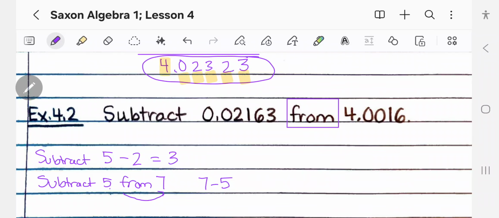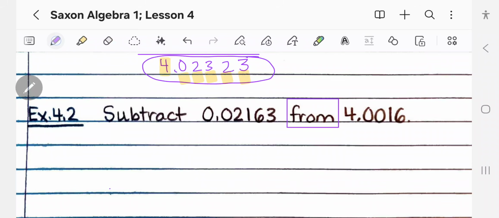That would give me an answer of 2. So when you see that from, it's changing your order a little bit. So this number is going to go second, and this number is going to go first. So let's write our first number, 4.0016 minus 0.02163. Now, we see here again, we've got a space here.